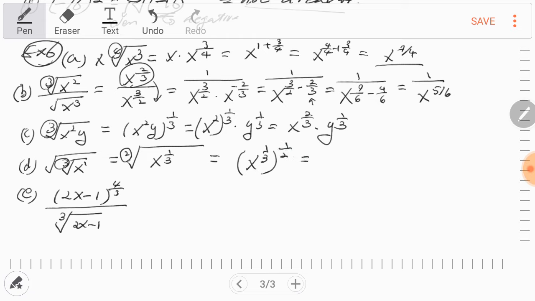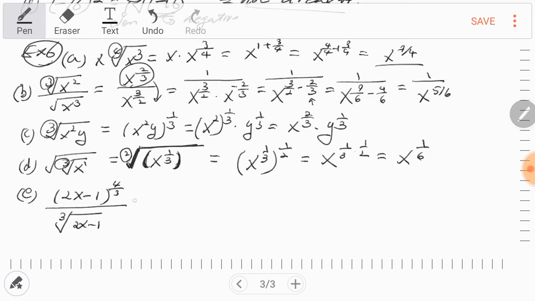Right? So when we convert this radical, the square root, then we can make the radicand 1 over 2 power. Then x to the what? Multiply these two fractions. 1 over 6. 1 times 3 over 1 times 2. So 1 over 6.